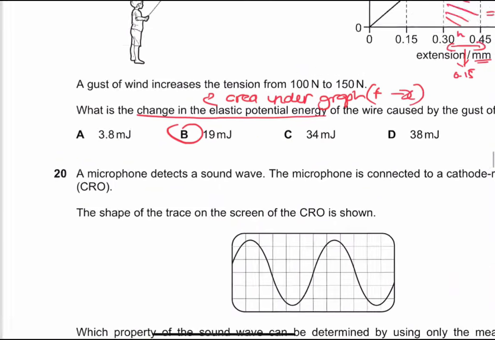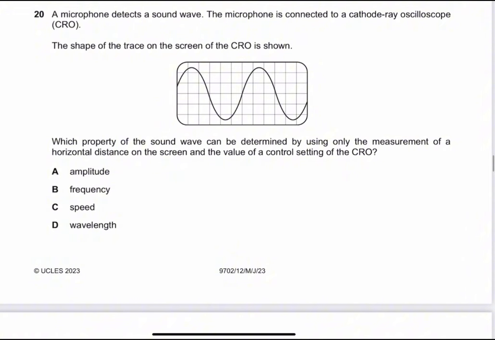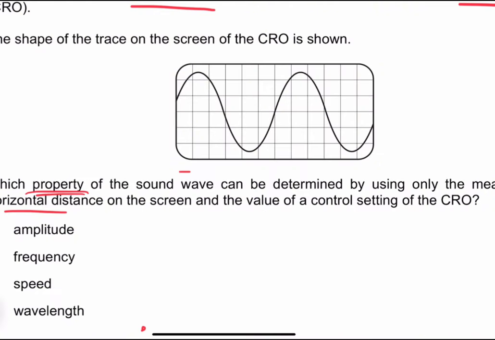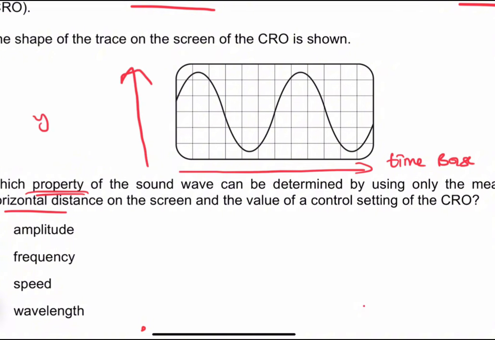Okay. Moving to question number 20, we've been given a microphone that detects a sound wave, and it's connected to a cathode ray oscilloscope. We've been asked to find the property of a sound wave that can be determined using only the horizontal distance. So get this, guys. The horizontal distance, moving in this direction, is the time base. And as we move upwards, this is the Y gain. So two important different quantities.